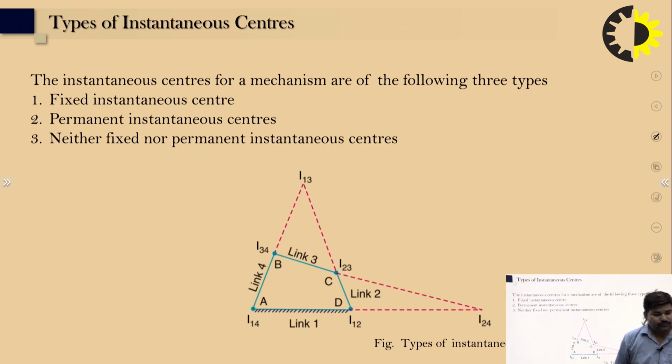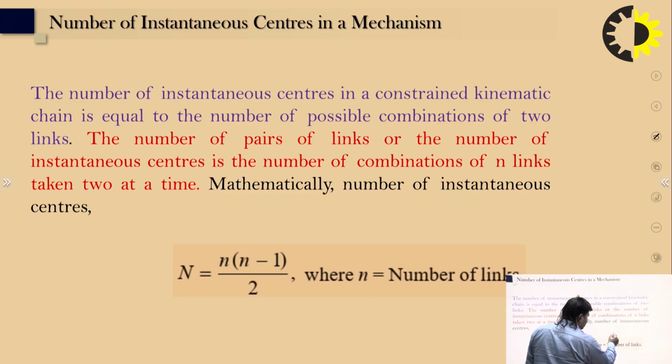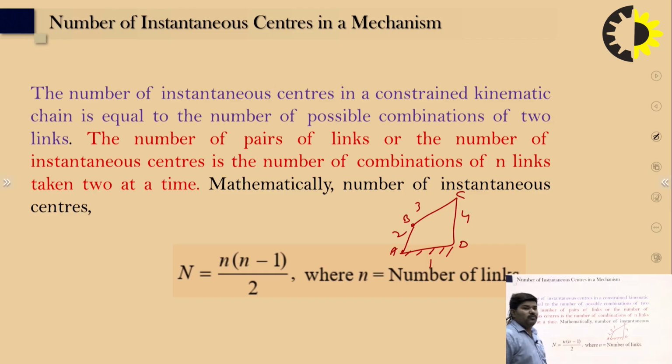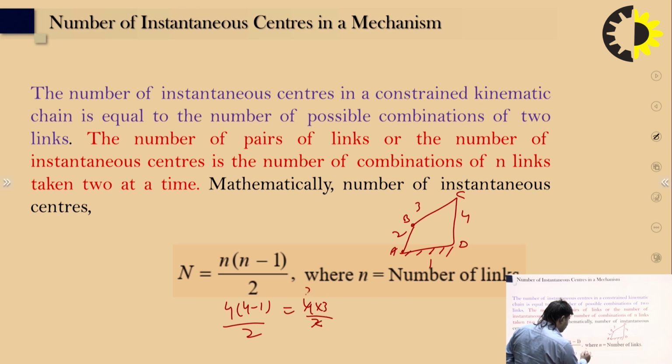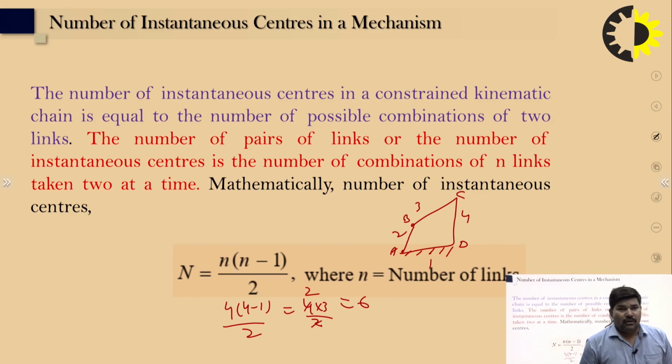So suppose there are 4 links, 1, 2, 3, 4, A, B, C and D, right? So how many I centers are there? In that case there are 4 links, so 4 into 4 minus 1 divided by 2, right? So 4 into 3 divided by 2, that is 6. So 6 I centers are possible in the case of a 4-bar chain.